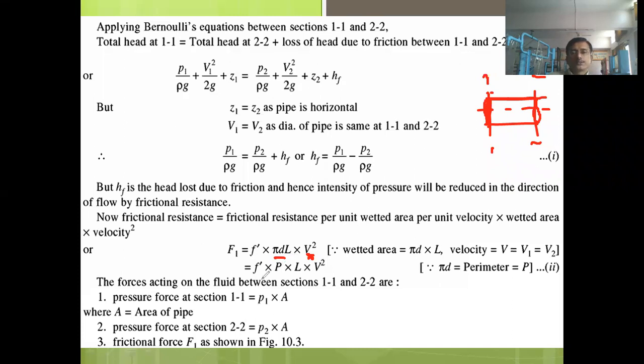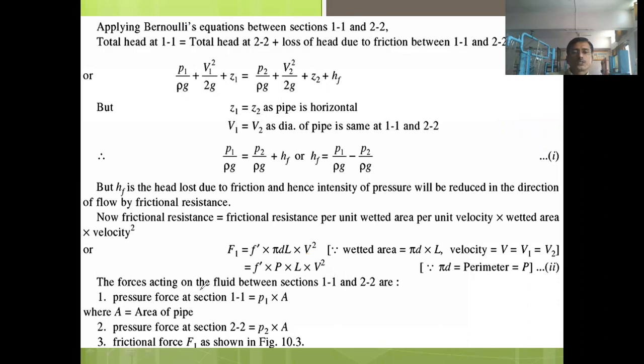Then next, this pi into d is nothing but it is the perimeter of the circle. So instead of this it has been written as P. P is the perimeter of the circle, or circumference of the circle, or we can call it perimeter.